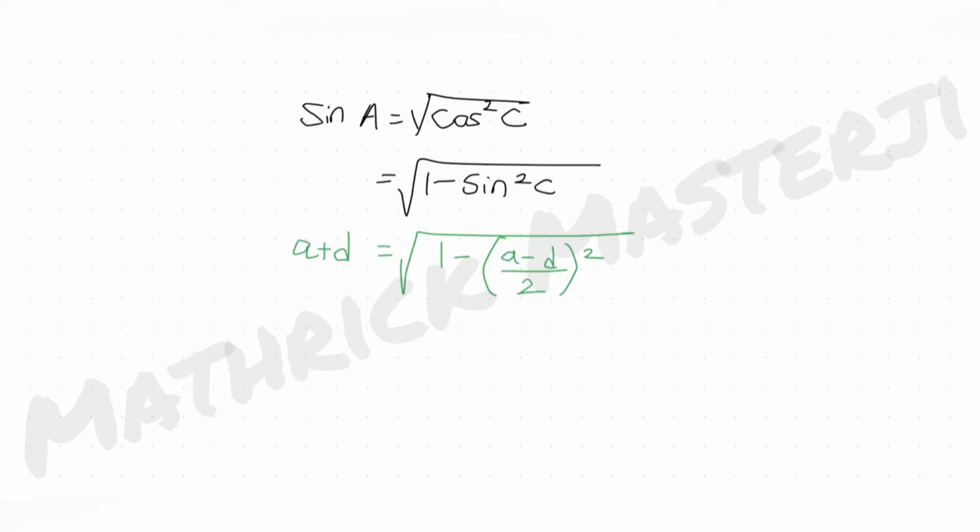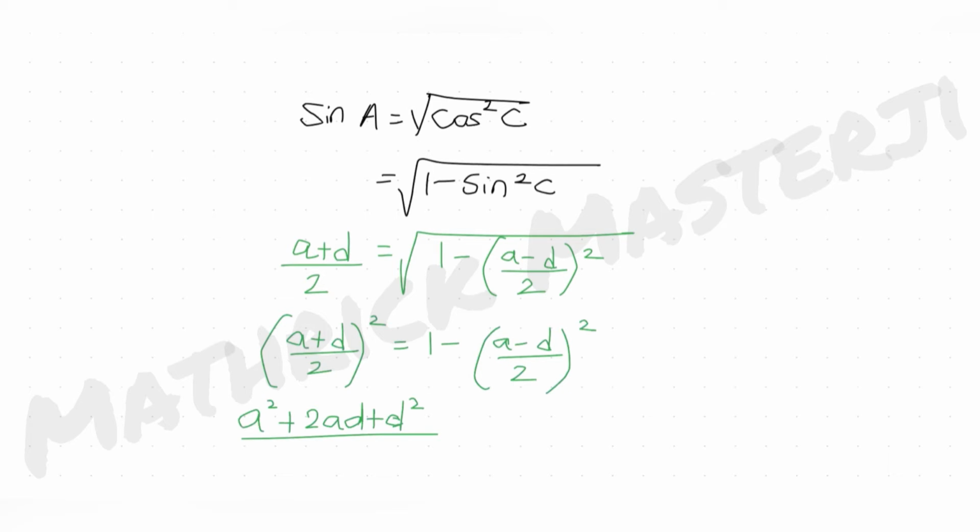Now once I have this, if I further try to solve this question, what I can write here is, I can square both the sides because I don't want this square root. So I'll square both sides. I get ((a plus d) over 2) whole square is equal to 1 minus ((a minus d) over 2) whole square. So if I expand this and take this also on the other side, I get (a square plus 2ad plus d square) over 4 plus (a square minus 2ad plus d square) over 4 is equal to 1.